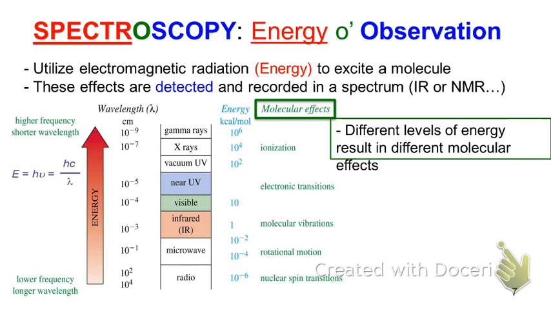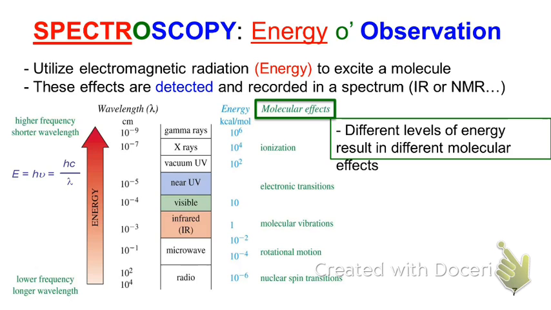The O, I didn't really have anything creative to come up with, so we just left it as O. What does scopy mean? Observation. It's what you're looking at. So spectroscopy is just a way of taking energy and using that to make an observation. So when we're looking at IR spectroscopy, we're taking IR energy and using that to observe our compound. Depending on the type of energy we use, we can get different effects on our structure.